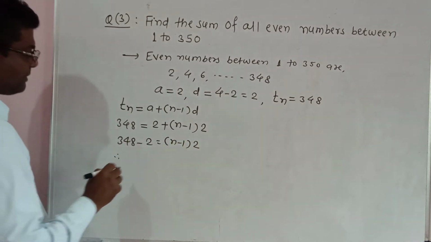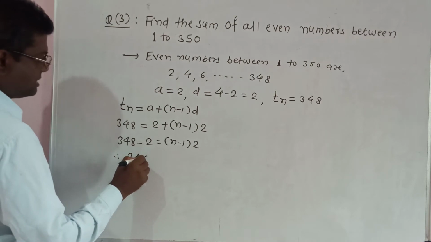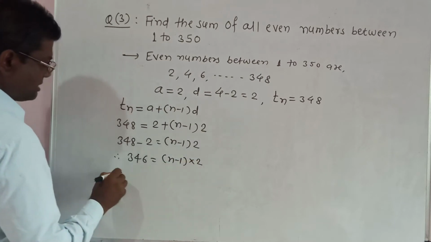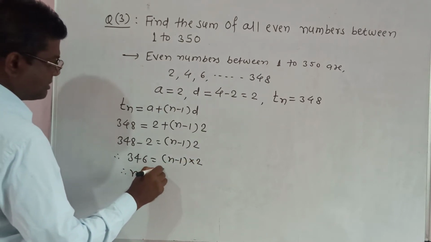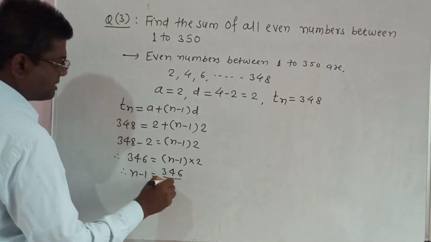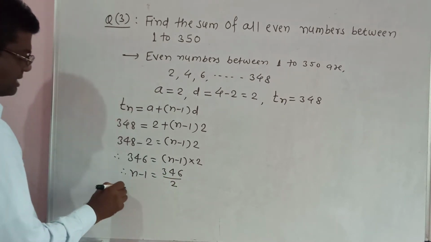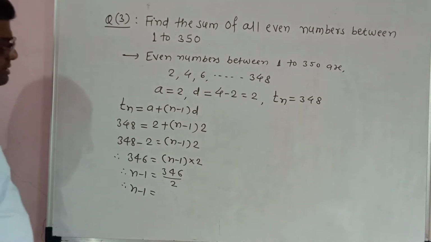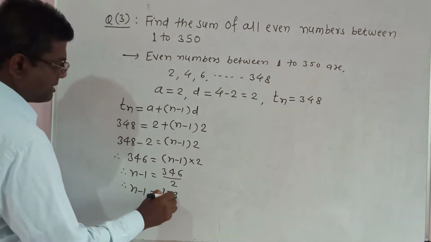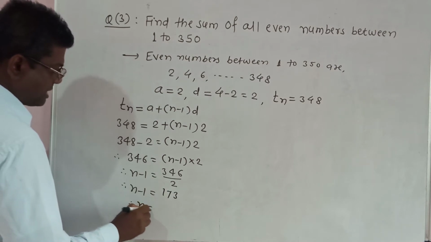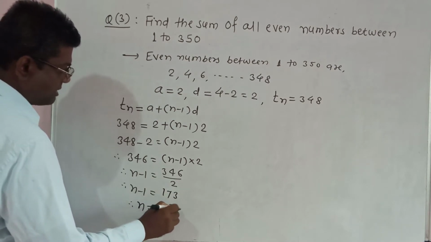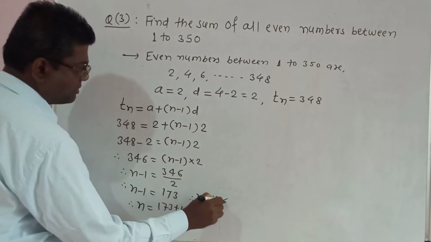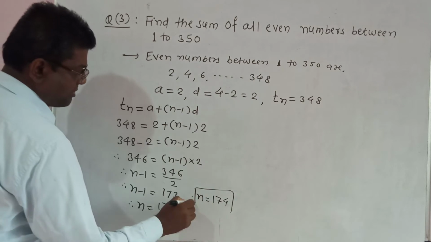Therefore 346 is equal to (n minus 1) into 2. Therefore n minus 1 is equal to 346 upon 2. Therefore n minus 1 is equal to 346 upon 2, which will be 173. Therefore n is equal to 173 plus 1. Therefore we have the value n is equal to 174.